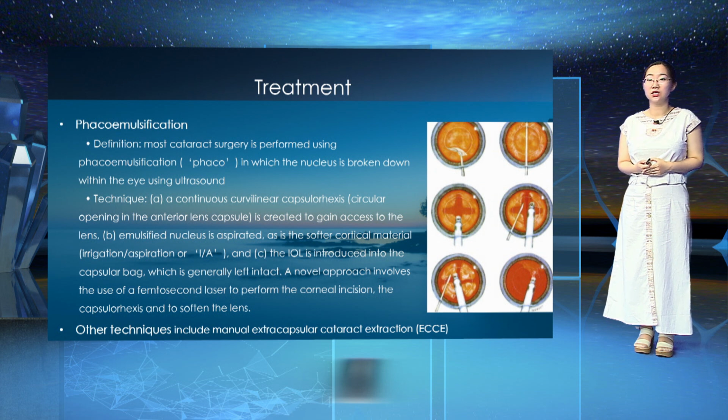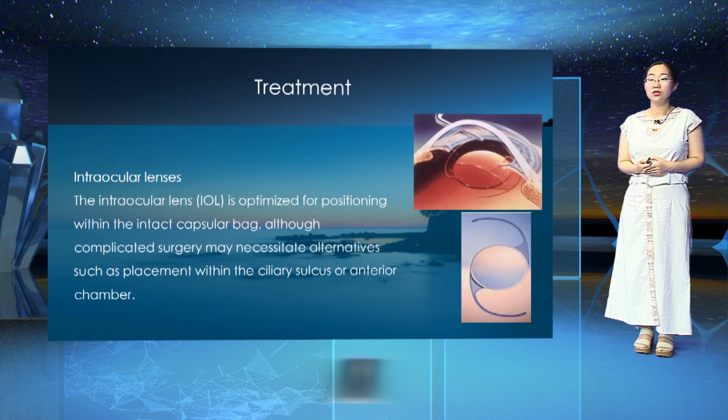Other techniques include manual extracapsular cataract extraction, also called ECCE, and intracapsular cataract extraction, also called ICCE. The intraocular lens, also called IOL, is optimized for positioning within the intact capsular bag, although complicated surgery may necessitate alternatives, such as placement within the ciliary sulcus or anterior chamber.